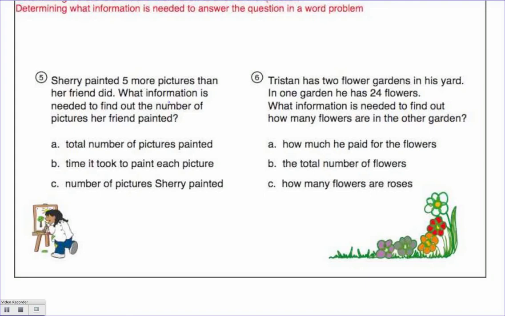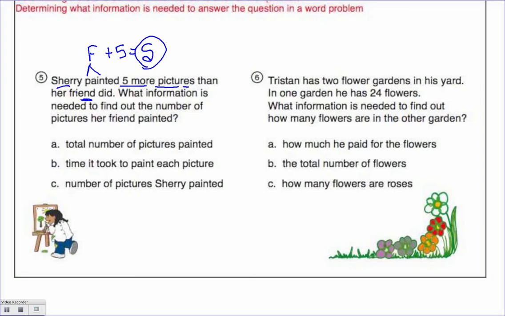Sherry painted 5 more pictures than her friend did. What information is needed to find out the number of pictures her friend painted? Remember, Sherry painted 5 more pictures than her friend, than this other person. So what we're going to do is take her friend and add 5 to it, and that's going to give us how many paintings Sherry painted. Well, what do we need to know, this number right here, to know how many Sherry painted? We need to obviously know that.